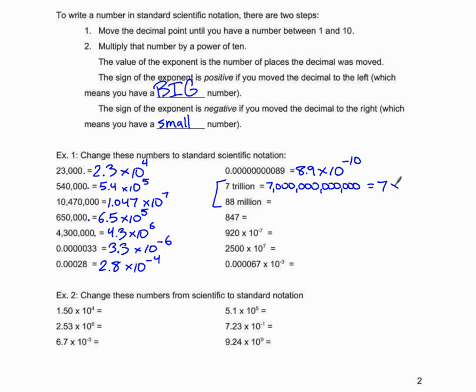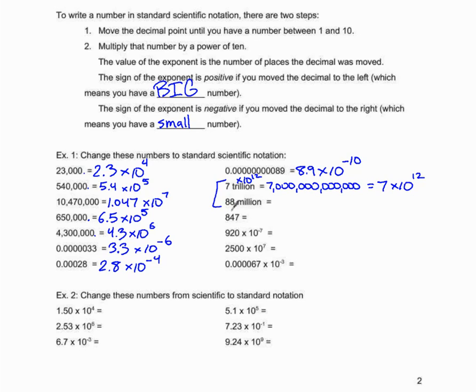So 7 times 10, we're moving the decimal to the left 12 places. That's a possibility. The other possibility is if you just happen to know that trillion is times 10 to the 12th, we could have saved all of this and just written 7 times 10 to the 12th.